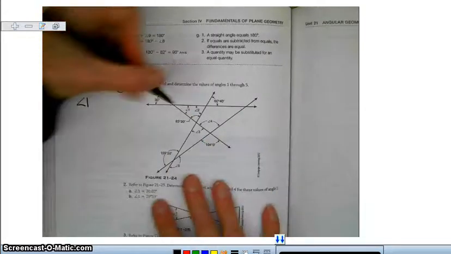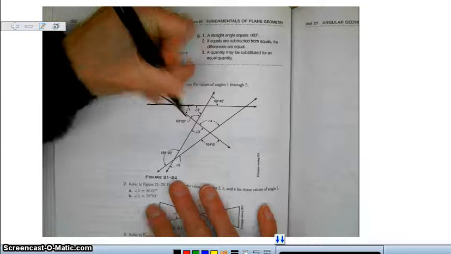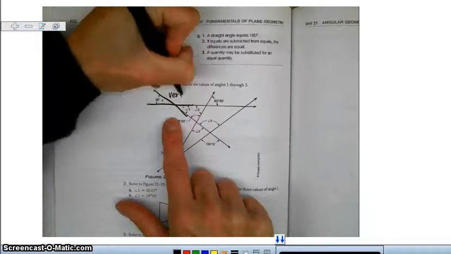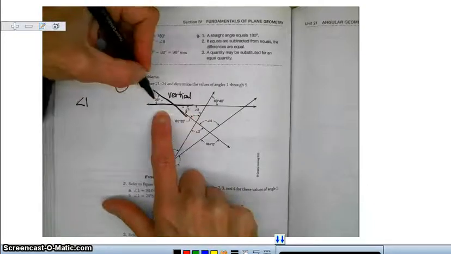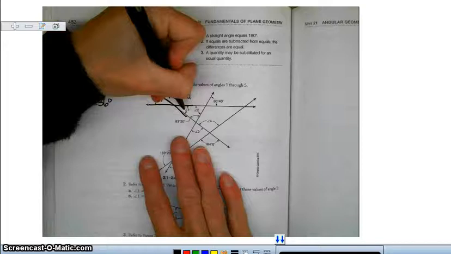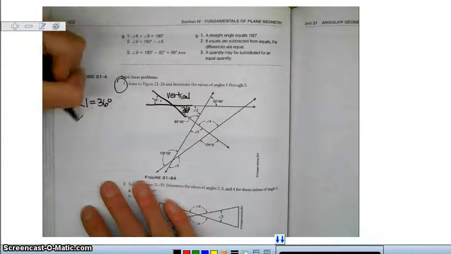So if I just look at angle 1, what I notice is I've got these two things that cross, and this would be vertical angles here. This angle and this angle are vertical. Okay, and that means they're the same. So angle 1 has to be the same as this angle here, so angle 1 has to be 36 degrees. So I know that one is 36 degrees. Okay, now let's see if I can find angle 2.